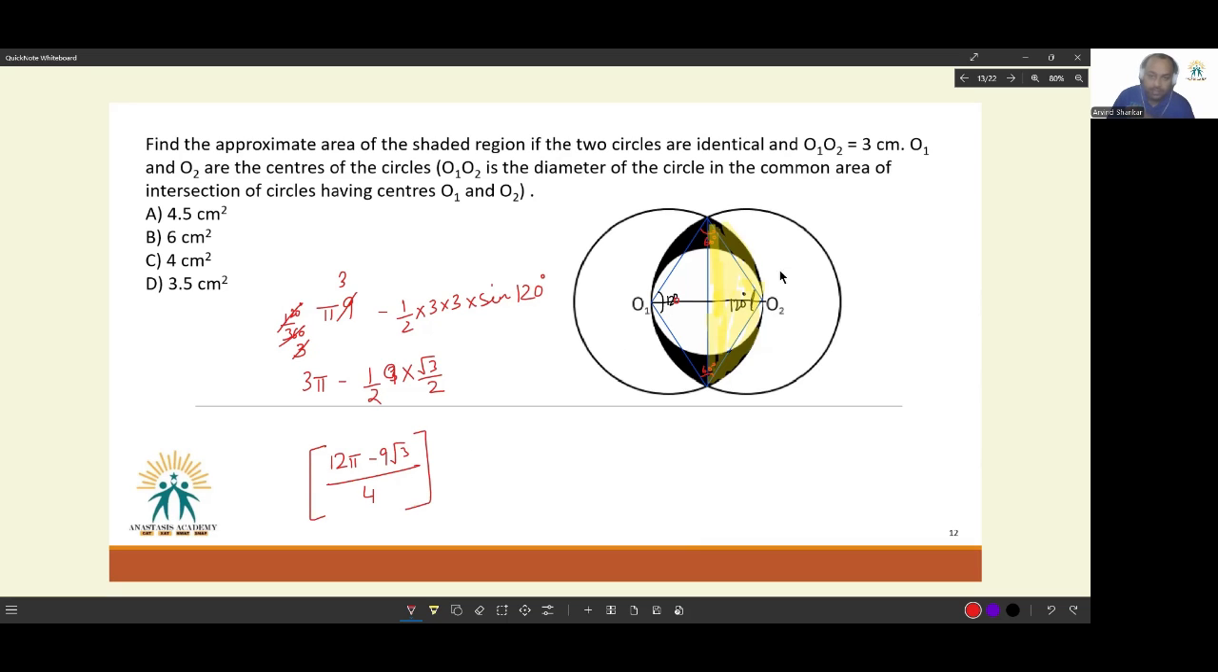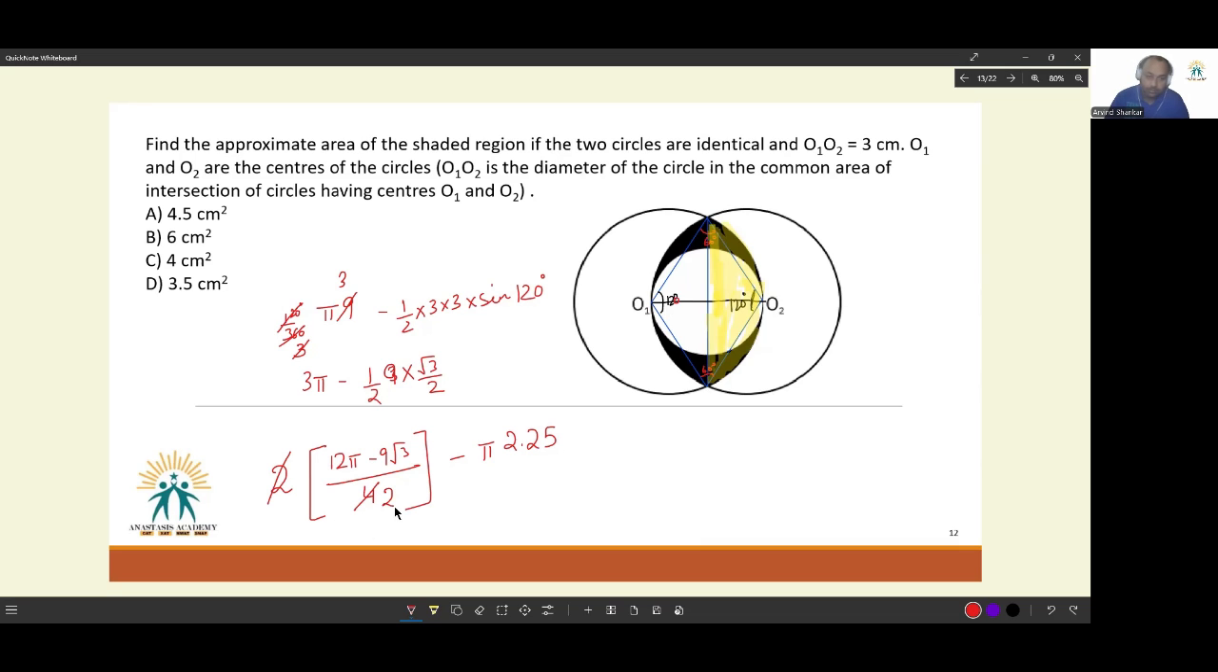This is one sector. Let's get the other sector involved also. That will make it 2 times. And from this, let me remove the area of the circle. The radius of the circle is 1.5. So the area will be pi times 2.25.